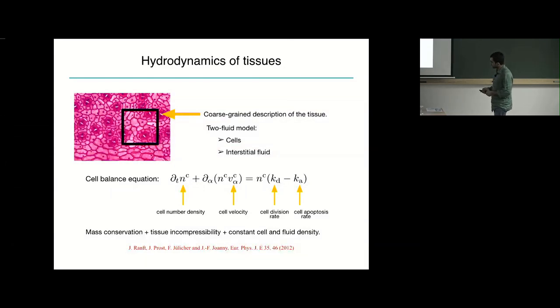So in this paper, they also take into account mass conservation of the tissue, the constant cell and fluid density of the tissue, and also tissue incompressibility. If you apply too much pressure, of course the tissue will break, but the pressure we are talking about is quite small in this regard. So tissue incompressibility can be a good approximation.